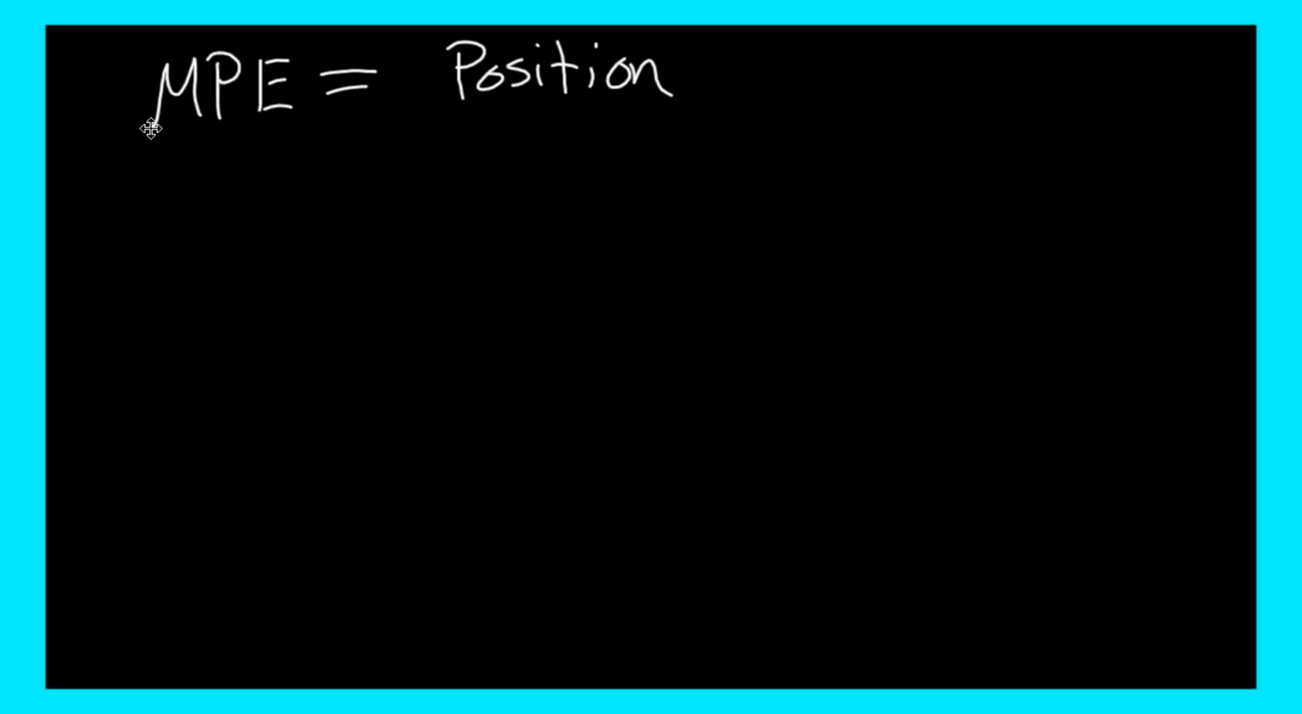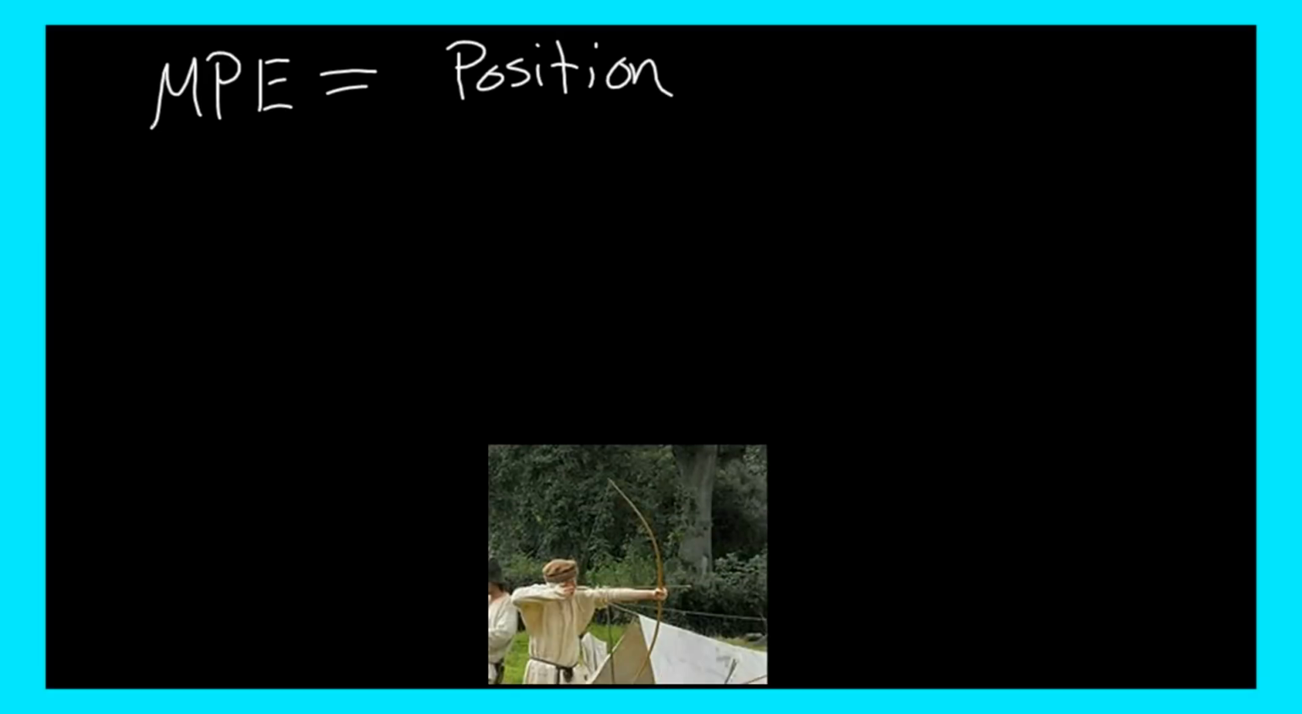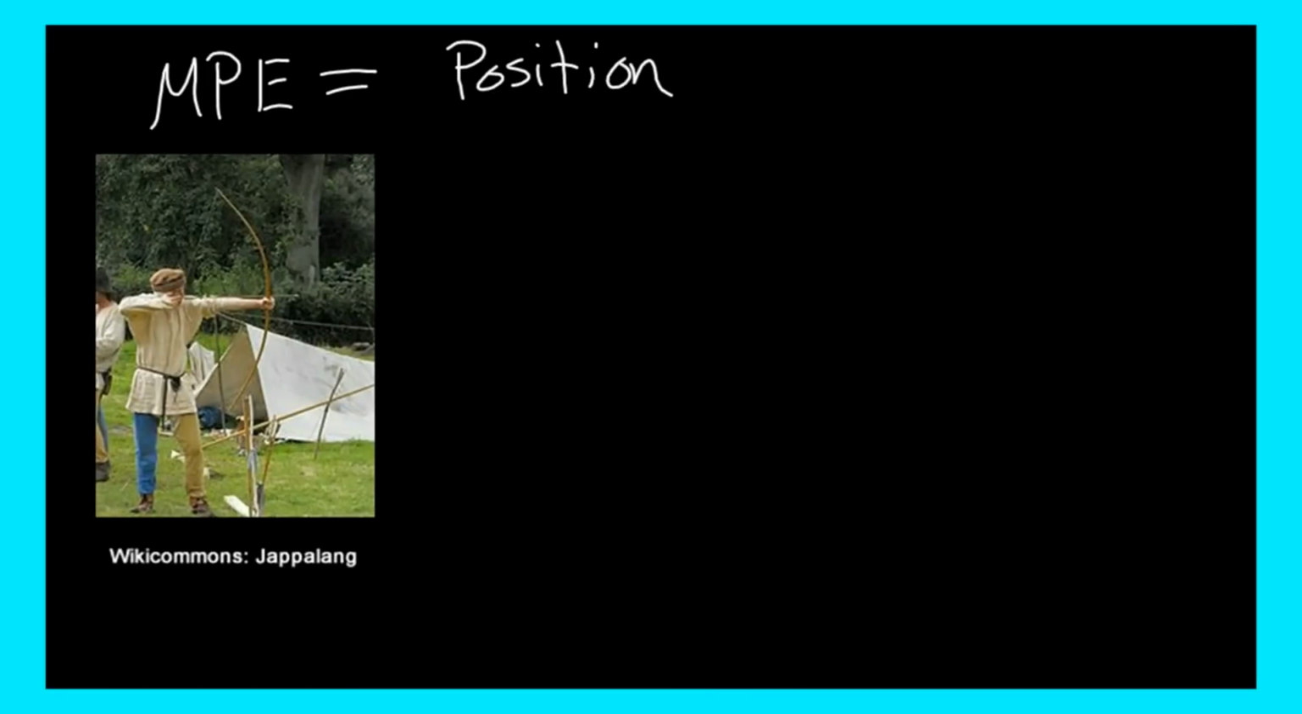So the first one that we're going to talk about is the elastic potential energy. We're just going to mention this in passing because we're not really going to measure elastic potential energy for the first version of this course. But as you can see, the bow here is bending, and when he releases it, it will shove the arrow and release that energy into a forward motion. That is the elastic potential energy of that bow.